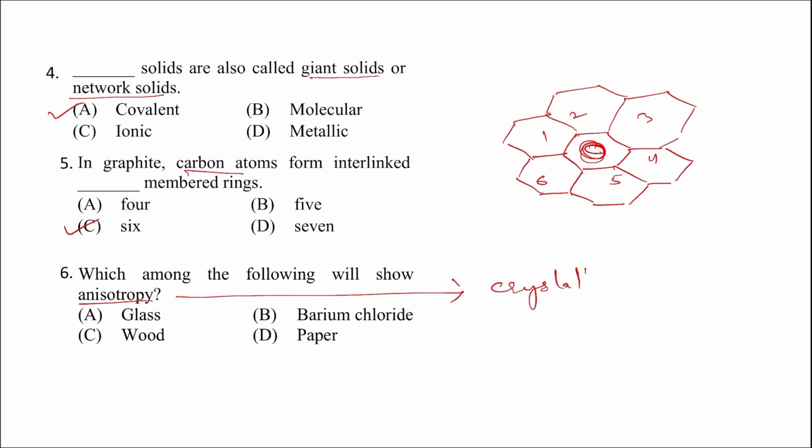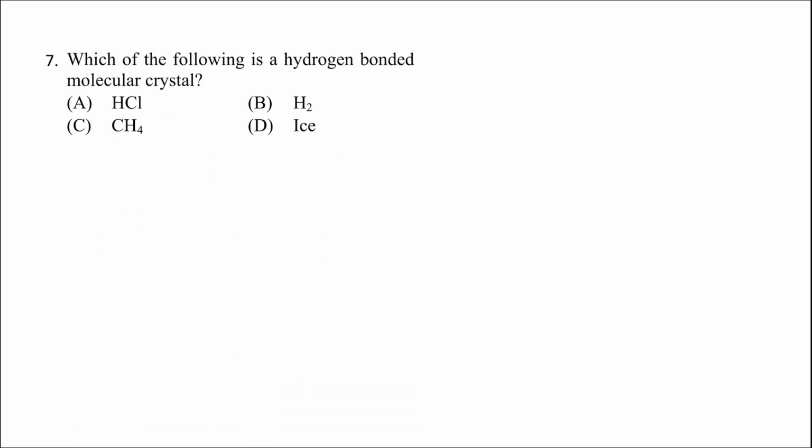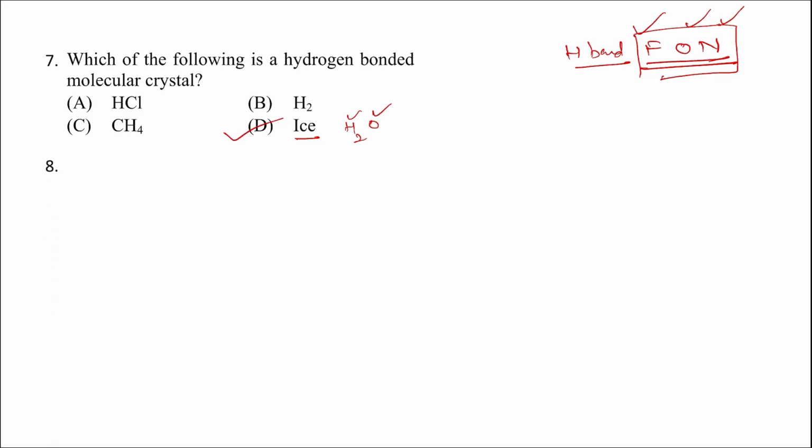Now, which solids show anisotropy? Crystalline solids. Here glass, wood and paper are all amorphous solids, so they will show isotropy. Now next: which of the following is hydrogen bonded? Remember that hydrogen can form hydrogen bonding with fluorine, oxygen and nitrogen only. There is a simple trick to remember this: hydrogen can form the bond with F, O, N, that is fluorine, oxygen and nitrogen. So here only in the case where hydrogen and oxygen are present, the hydrogen bonded molecular crystal is this one only.